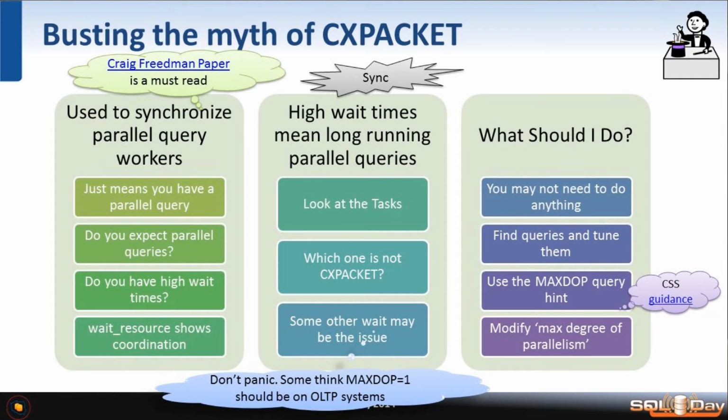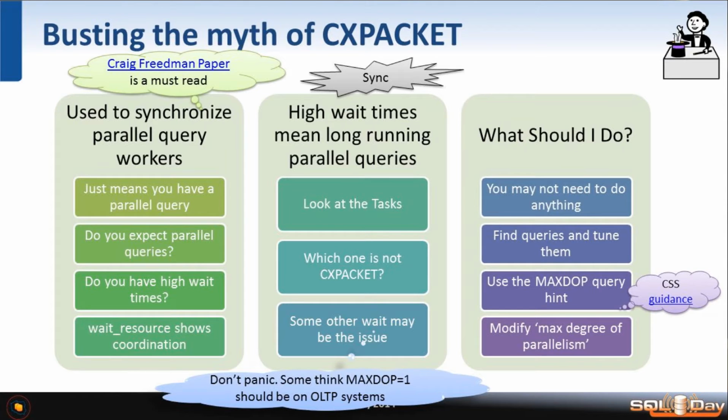Well, let's dive into a couple of wait types that are probably controversial in the sense that people, I think, have some misconceptions of what they mean and what ramifications are to your application. One of them is called CX packet. And CX packet, I call a synchronization wait because that's exactly what it's used for. It's used to synchronize work across parallel workers. All this wait type means, if you ever see this, is you have a parallel query, period.